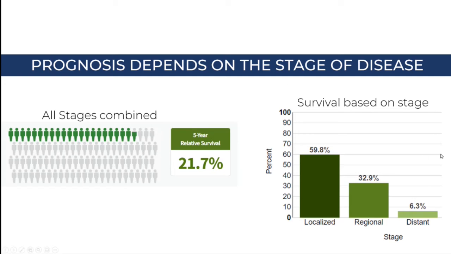And as you can see here on the right, largely the 5-year survival depends on the stage at which the cancer has been diagnosed. So in patients where the cancer is caught early, what we call localized disease, the 5-year survival rate is close to 60%. When the cancer has already spread to the lymph nodes, the 5-year survival is closer to 33%. But if the cancer is already advanced by the time it's diagnosed, this 5-year survival is close to 6%.